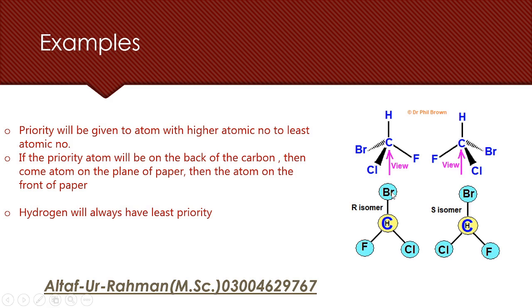So starting from here, 1, 2, 3. So this is the R isomer, while this one here is the S isomer. This one is at the back, so this one goes from the back to the front. This is the atom on the plane of the paper, and then comes the front one. So that's why it comes like this. That's very important to understand.